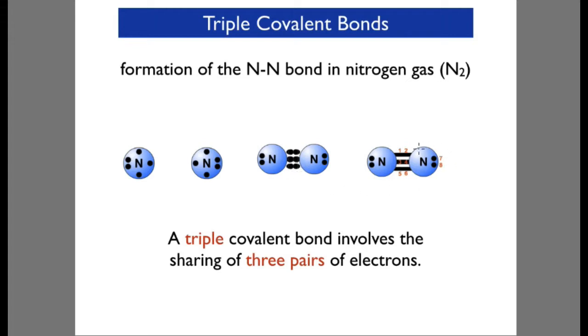Now let's just count if that's right. 1, 2, 3, 4, 5, 6, 7, 8. It absolutely is. So this atom has a full octet. Let's just check this one. 1, 2, 3, 4, 5, 6, 7, 8. This also has a full octet. So a triple covalent bond involves the sharing of 3 pairs of electrons.